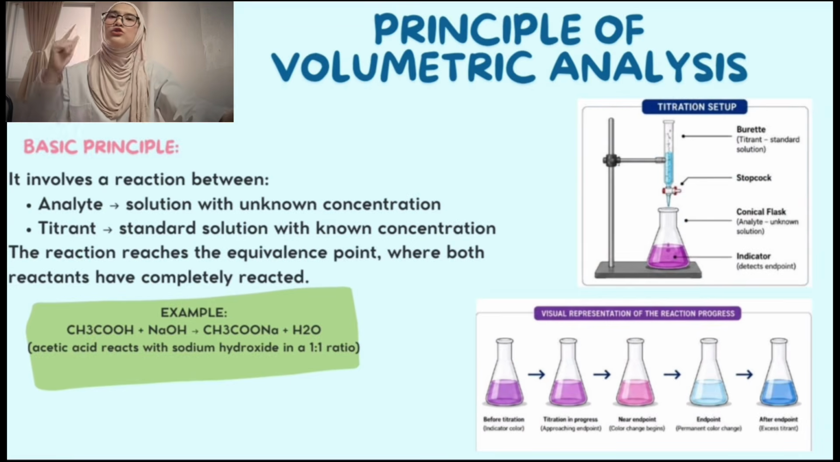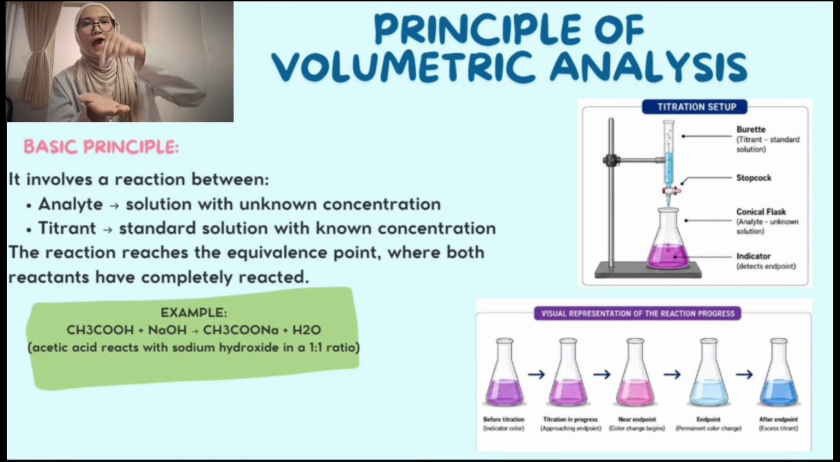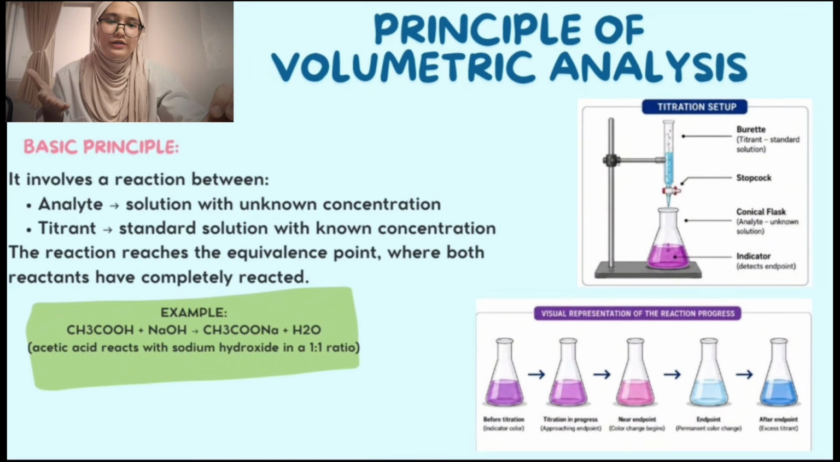Now moving on to the principle of volumetric analysis. Volumetric analysis usually involves a reaction between two solutions, the analyte, which has an unknown concentration, and the titrant, which has a known concentration. The most common technique used in volumetric analysis is titration. During titration, the titrant is placed in a burette and slowly added into the analyte in a conical flask. The purpose of adding the titrant slowly is to make sure that the reaction can be controlled accurately. An indicator is usually added into the flask to help identify the endpoint. The endpoint is the point where a visible color change occurs, showing that the reaction has been completed. For example, it will usually show as a pale pink color.